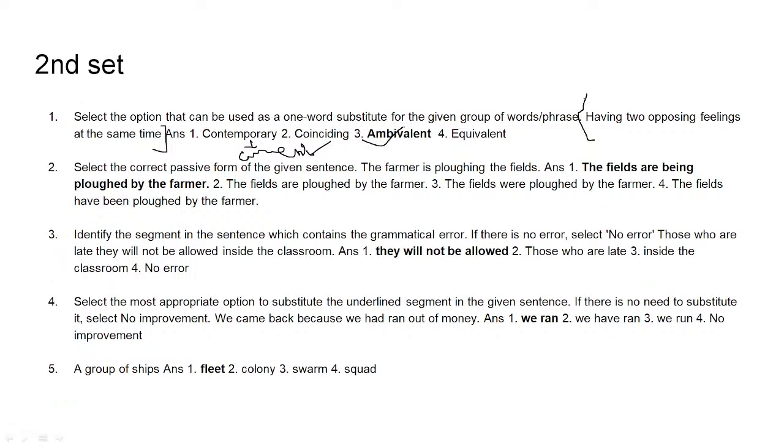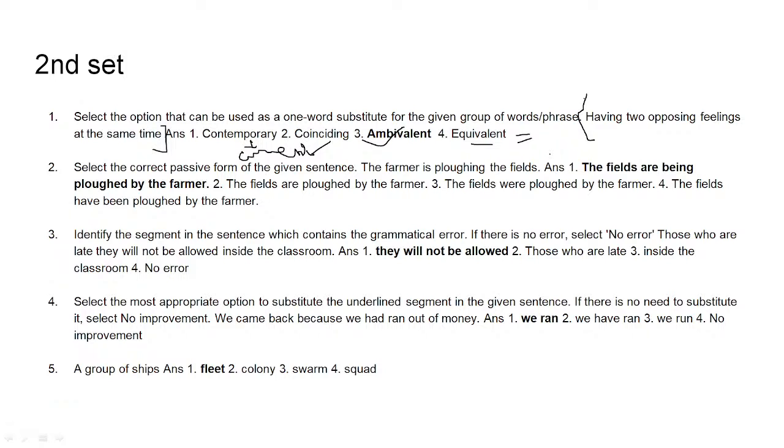And number four is what? Equivalent. Equivalent is different. Equivalent means equal. So that is not relevant to our answer. ये हमारा answer नहीं होगा क्योंकि यहाँ पे equal वाली कोई बात नहीं है. यहाँ पे है opposing feelings, जो feeling आपस में विपरीत है. So number three is what? Ambivalent, which means the exact same thing, and that is why our answer is that.